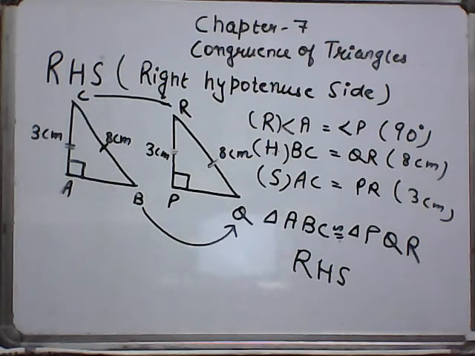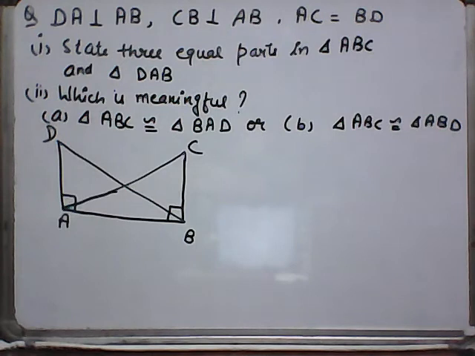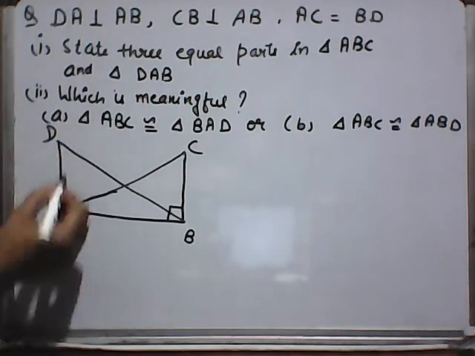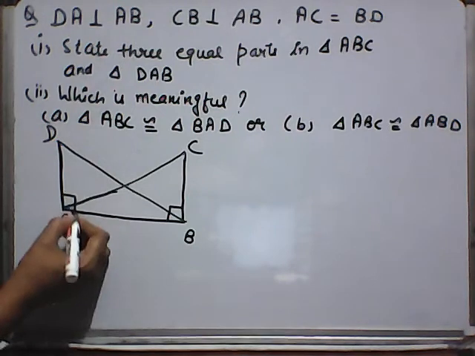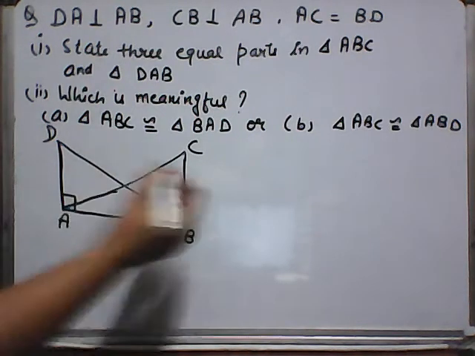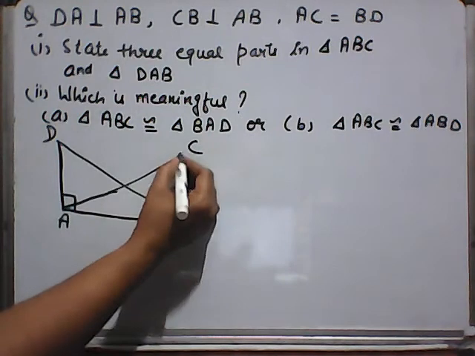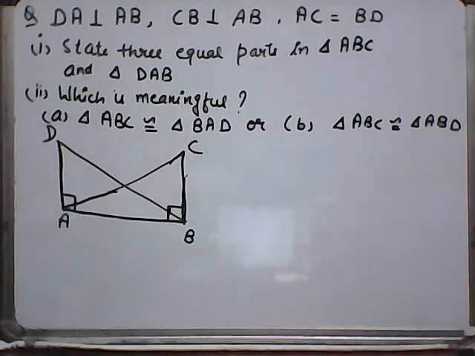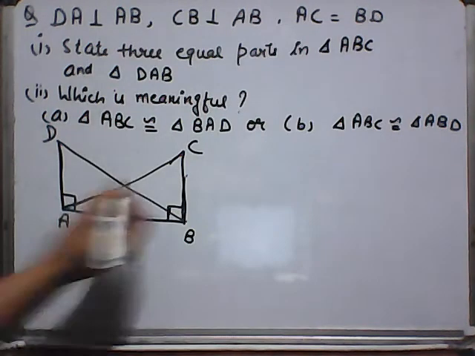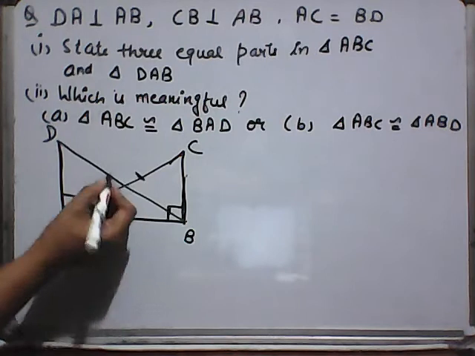Let's discuss it with the help of another example. Let's come to the next question. In this question, a figure is given to you and some conditions are given. DA is perpendicular to AB, that is, angle A is 90 degrees. Now CB is perpendicular to AB. It means angle B is 90 degrees. Next condition given is that side AC is equal to side BD.